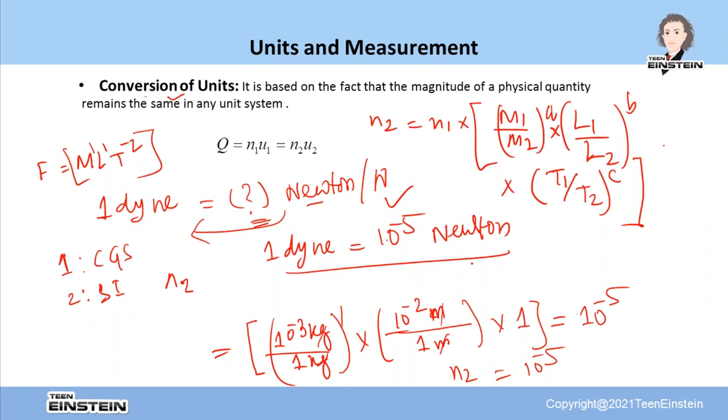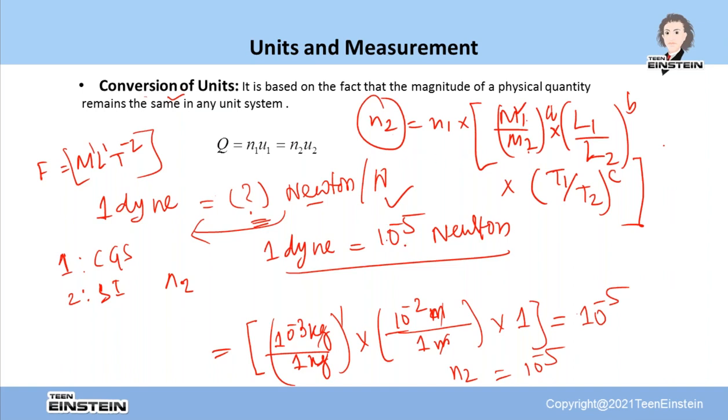I'll tell you one more thing here. When I take the ratio of M1 by M2 or L1 by L2, which one to write in gram, which one to write in kg, and whether we should write both of them in kg or both of them in gram, that depends on which unit you are going to calculate this factor in. If you are going to calculate the factor in SI unit, then for M1 by M2 you have to take both in SI unit.